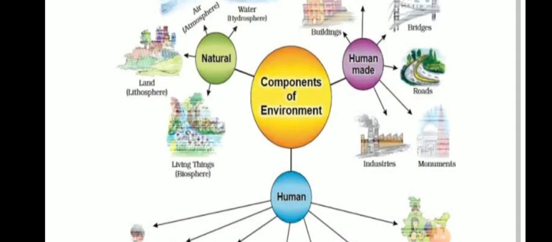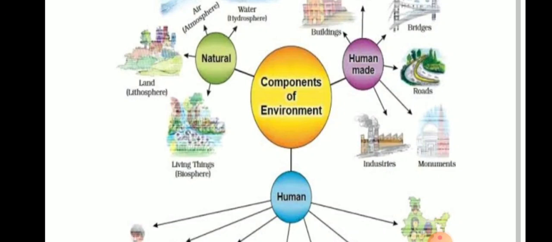Now, the next topic is components of environment. There are three components of environment: natural environment, human made environment, and last one is human environment. Now we will discuss natural environment in detail.